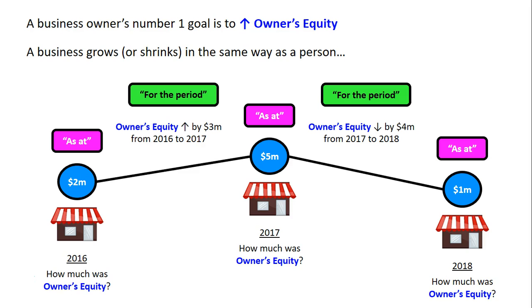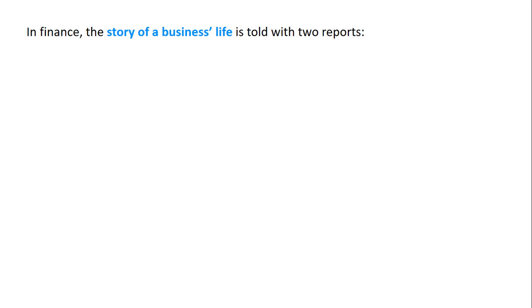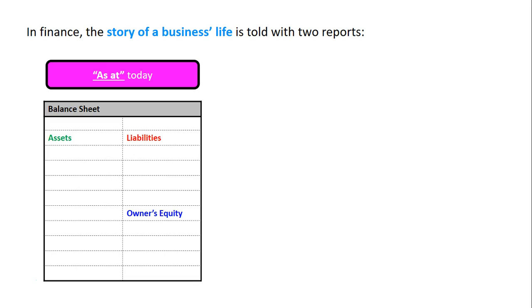So between the two of them there, we can see every time we measure something, there's a measure or a mark or a photo or a snapshot as at today's date. And then we compare that to what it was the last time we did it for the period. Putting it in a little bit simpler context, in finance, the story of a business's life is basically told with two reports. We've got as at today, what does something look like today? Now, as a person, we measure your height with a mark on the wall. That's an as at measurement. In business, the as at measurement is called a balance sheet.